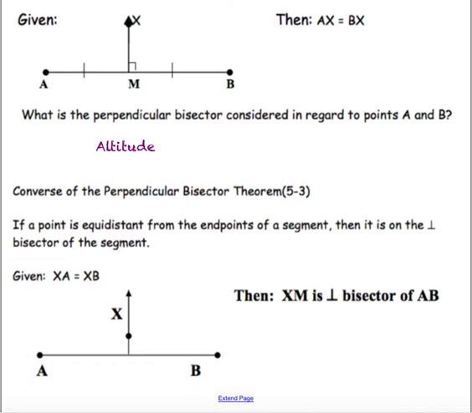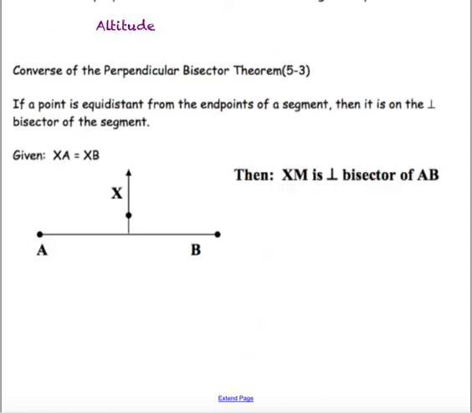The converse of the perpendicular bisector theorem says if a point is equidistant from the endpoints of a segment, then it's on the perpendicular bisector of the segment. So if we know that the distance from X to A was the same as X to B, which is what it says here in our given, then we would know that XM is the perpendicular bisector of AB.